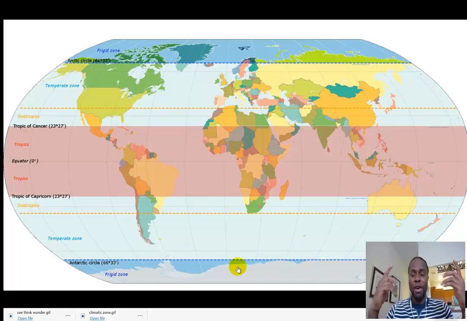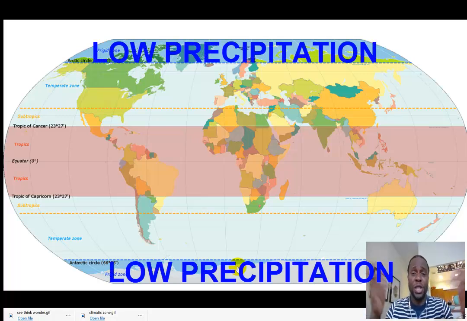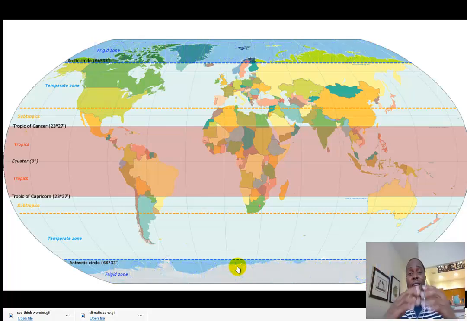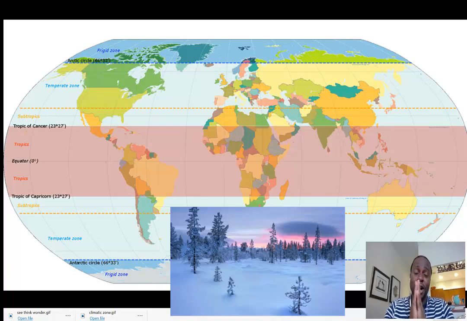Because of the lack of evaporation and low humidity, precipitation is very low as well. There is no form of precipitation there at all. Very low precipitation. And then the forests in this region are also very scanty, just long pines growing up, unlike the rainforest.